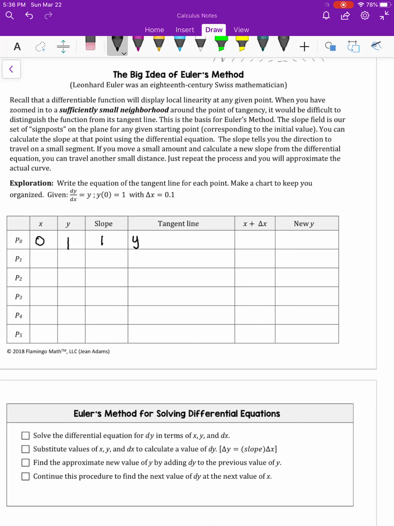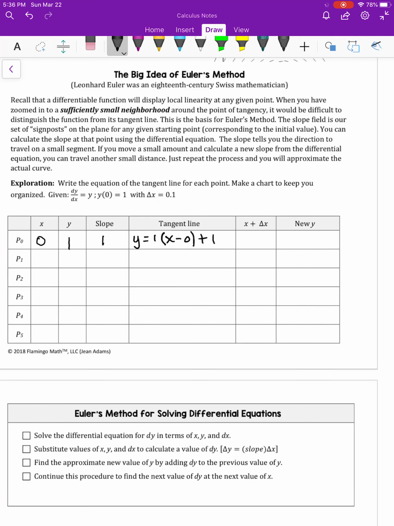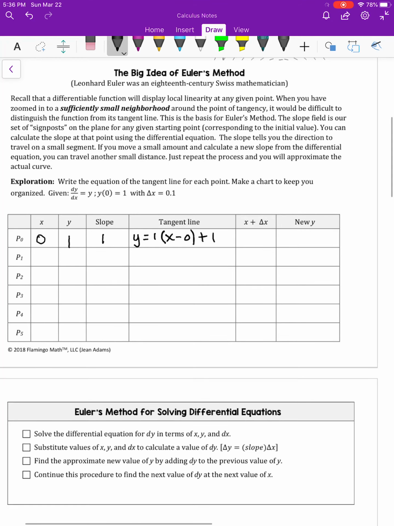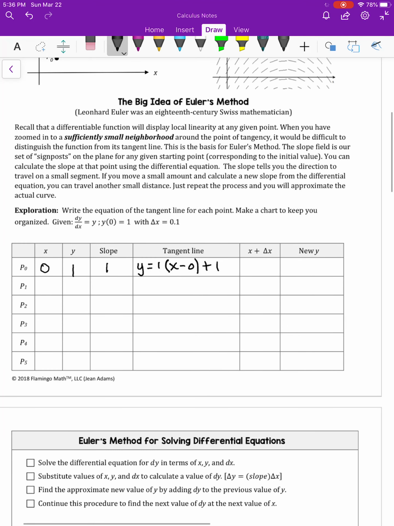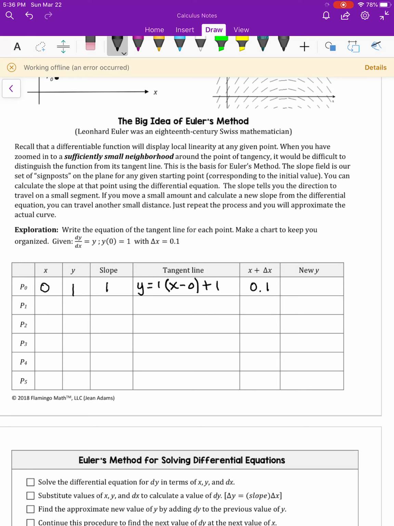So we've got the tangent line then, and that would be y equals, you've got your slope of 1 times x minus your x1, which would be 0, and then plus your y, and my y is 1. And now with the equation of this tangent line created from your initial point and your initial slope, you're going to move to your next x value. So you would be adding your 0 plus your delta x of 0.1. So this is going to be 0 plus 0.1, which would be 0.1.